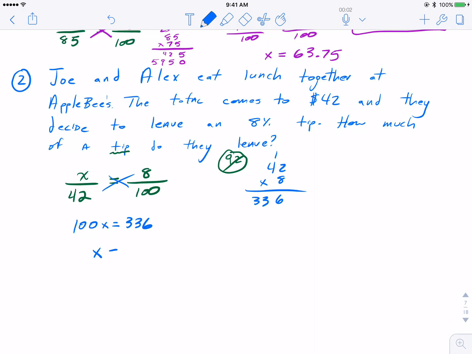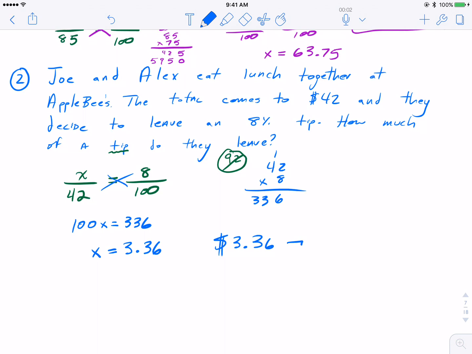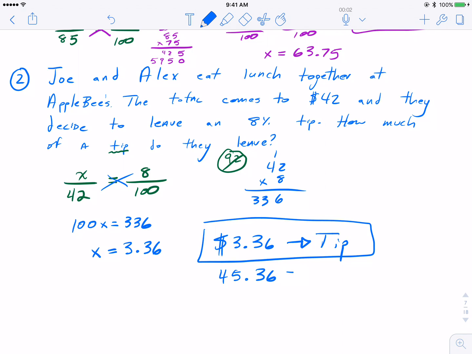Okay, and once again, dividing by 100, just move the decimal place over 2 times, we get $3.36 as a tip. And just in case you're curious, we can find the total. How would we do that? Like, how much are they paying in total? We'd simply just add. And that would be the same as if we did 108 in our adjusted percent. And it would be $45.36. So I'm adding to the 42. That's how much they're paying in total out of their pocket for the lunch.